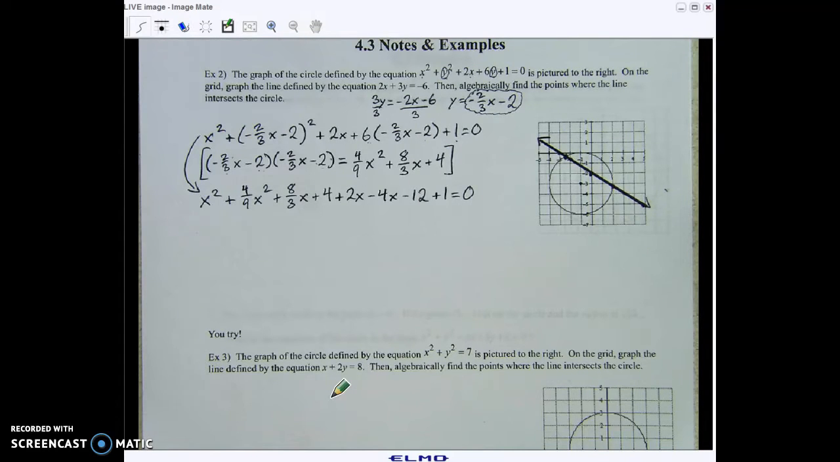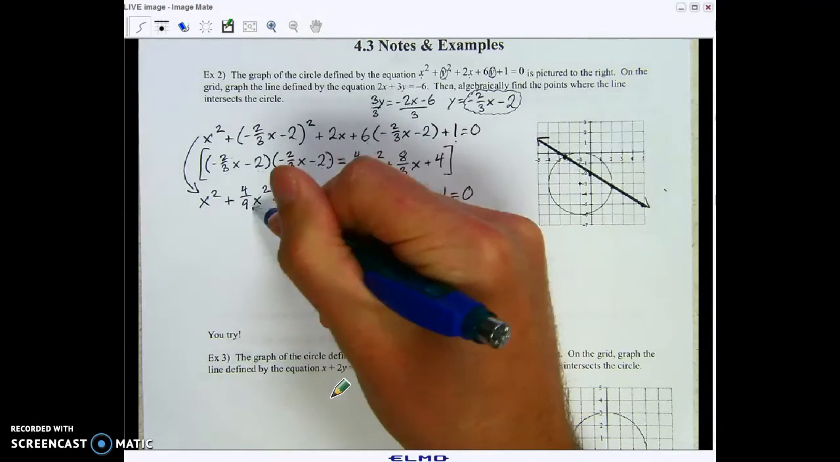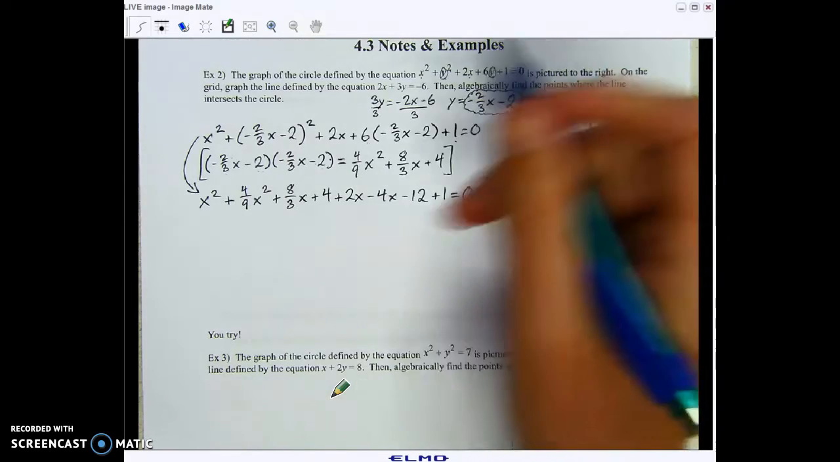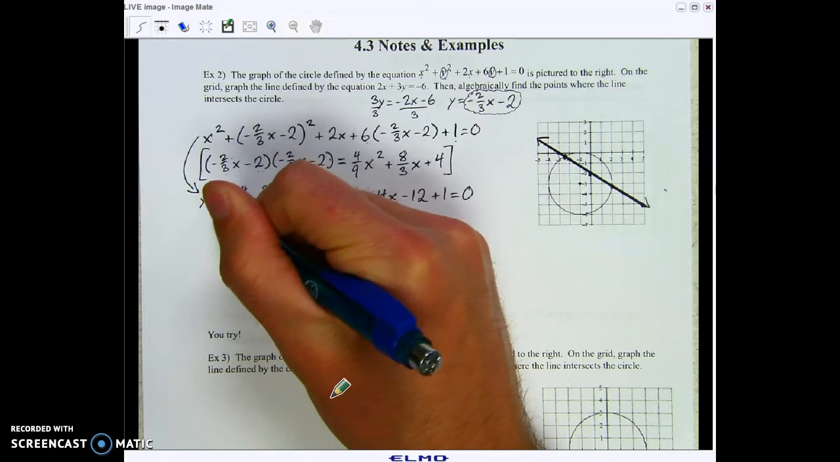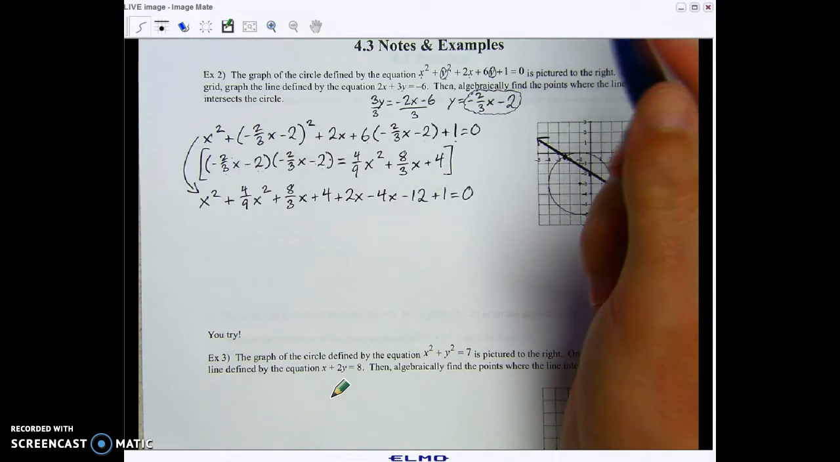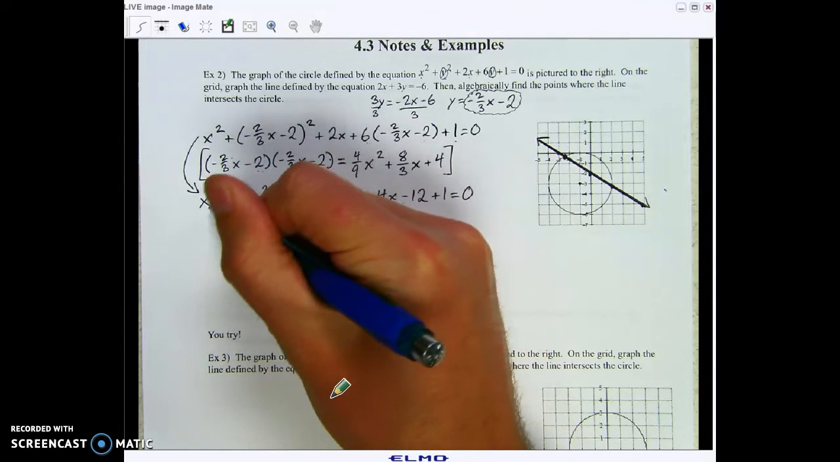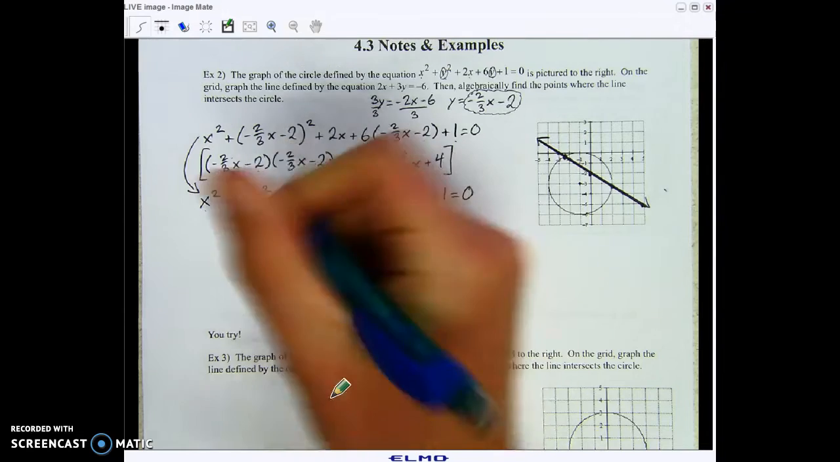All right. Now, I need to combine like terms. I have this x squared term right here, and I also have this 4/9 x squared term right there. Now, I know that x squared is the same as 9/9 x squared. I'm going to turn that into a 9/9 x squared just so I can add it with 4/9 x squared.